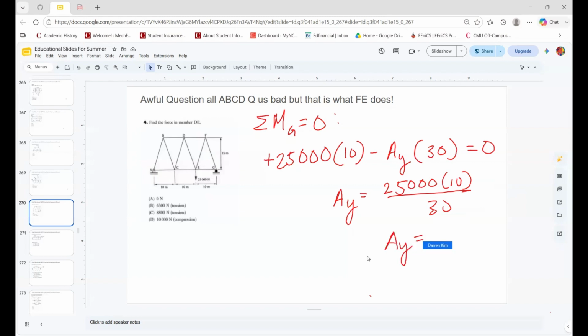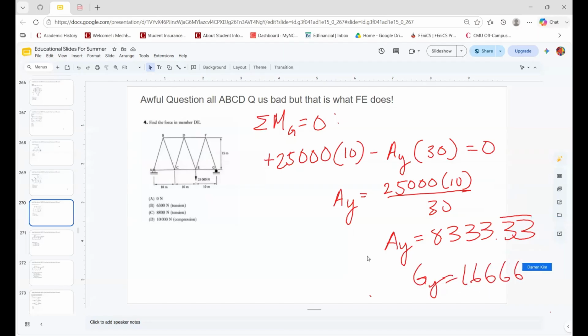Okay. AY equals 83333.33. Just so you know, I think I got GY equal to 16666.33. Imagine that, I chose this and this, and if I were to add these two up, they should equal, oh, I might have made a mistake somewhere. Oops. Well, we'll figure that out later. Either way, this is the answer.